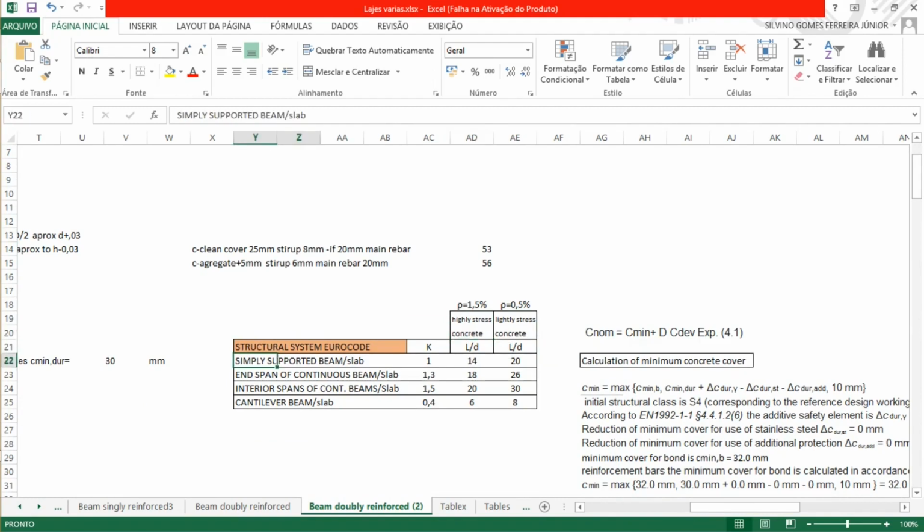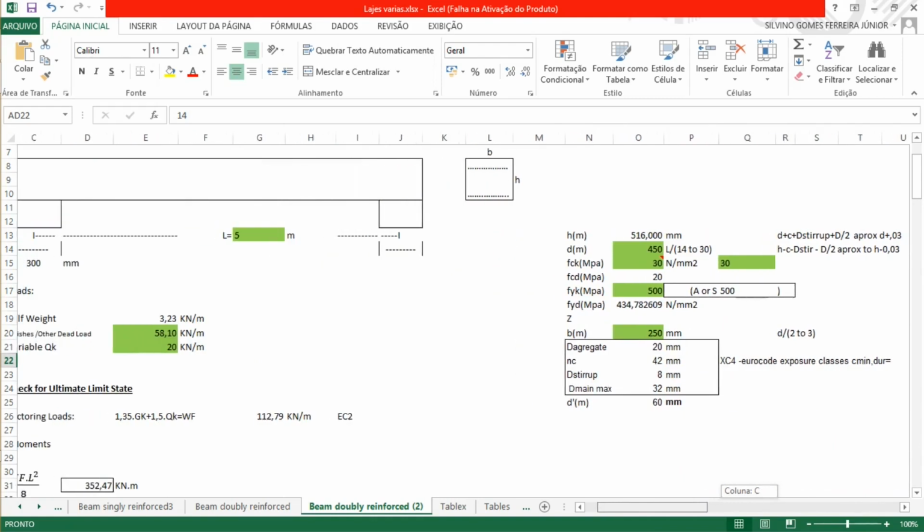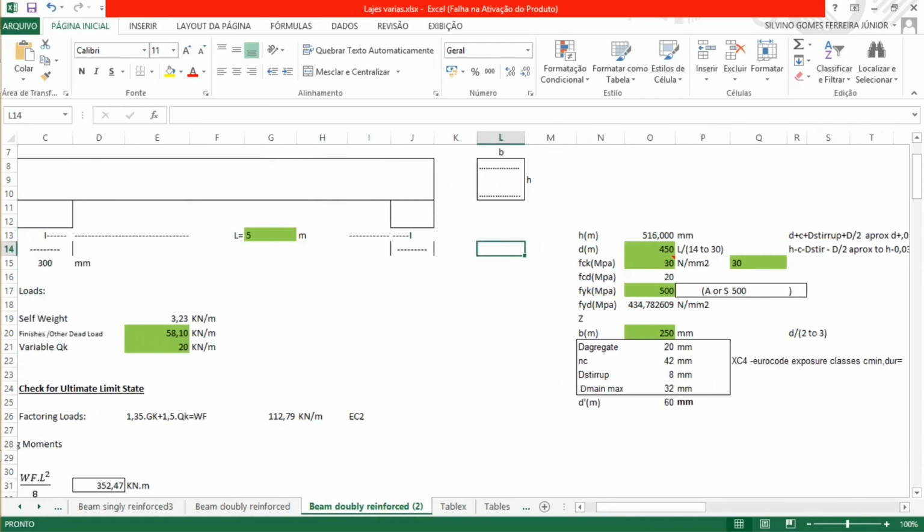From the Eurocode it comes that L over d is equal to 14. So we can simply pass to the other side and divide it. The 5 meter span divided by 14 would give us 0.357 meters. Let's consider 450 millimeters. It could be 400. We could round to 400. Let's calculate it with 450.